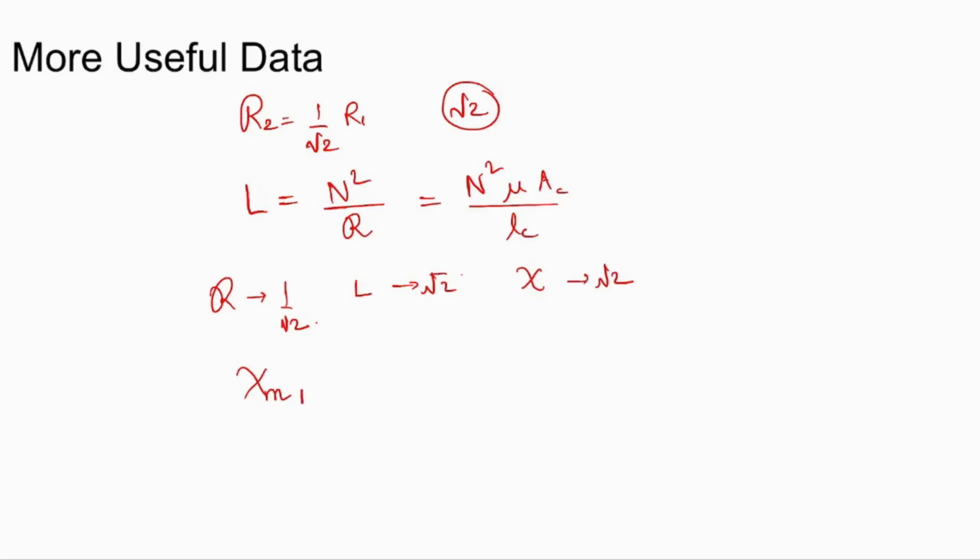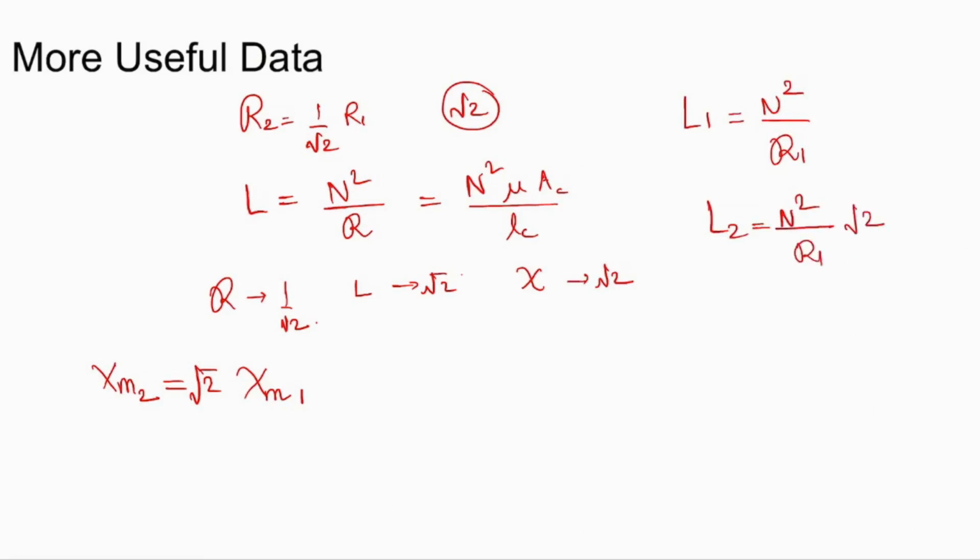So X magnetizing 1 and X magnetizing 2 equal to root 2 X magnetizing 1. So L1 equal to n square by R1 and L2 equal to n square by R1 by root 2. So L2 equal to root 2 times L1, so X is root 2 times coming.